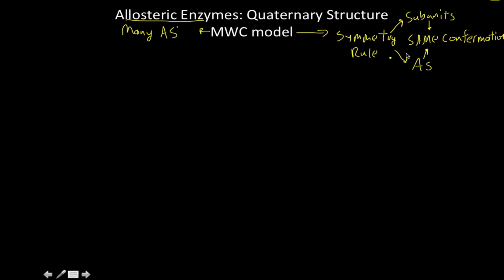So that's the basis for this: allosteric enzymes have many ASs, active sites. Another thing that this model brings forth is the symmetry rule. The symmetry rule simply states that for your enzyme, both the subunits and the active sites must be in the same conformation. Same conformation.